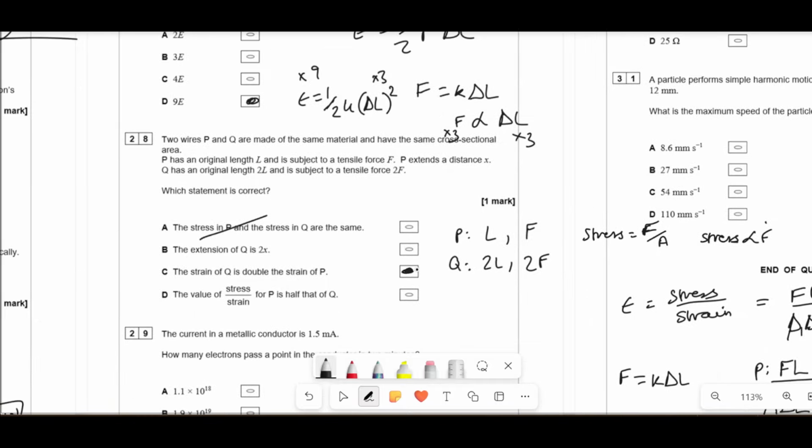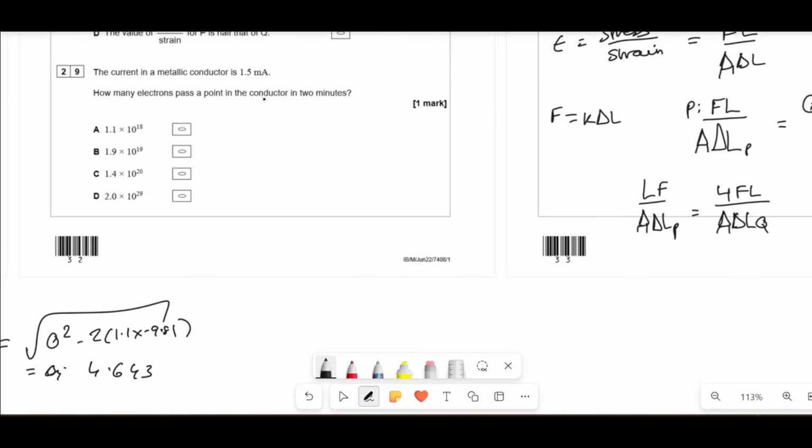So it is this. Okay, next it says the current in a metallic conductor is 1.5 milliamps. How many electrons pass the point in 2 minutes? Remember that current, I, equals the change in charge over the change in time, so delta Q over delta T. So in that case, they've told you what? The current is 1.5 milliamps, so 1.5 times 10 to the minus 3 equals delta Q over delta T.